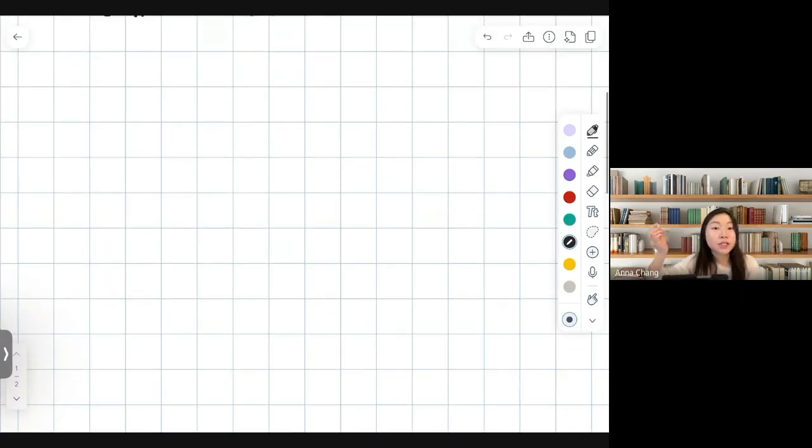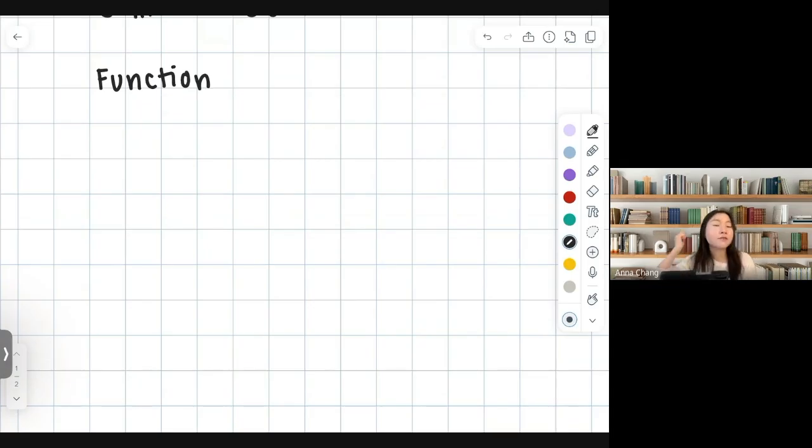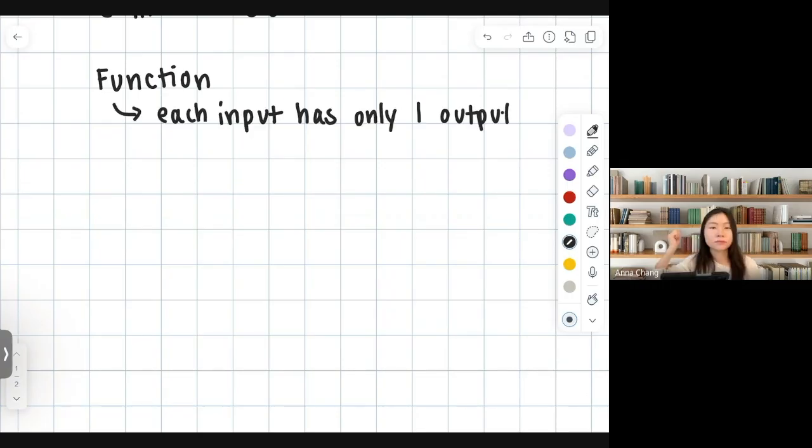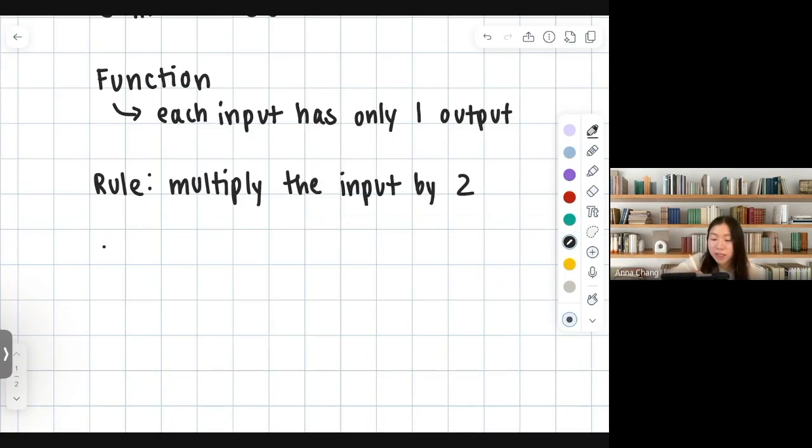A special type of relationship is called a function. And a function is a rule in which each input has exactly one output. Let me write that out. For example, suppose we define the rule: multiply the input by 2. If the input is 3, the output is 6. If the input is 5, the output is 10. Every input produces one and only one output. So this is an example of a function.